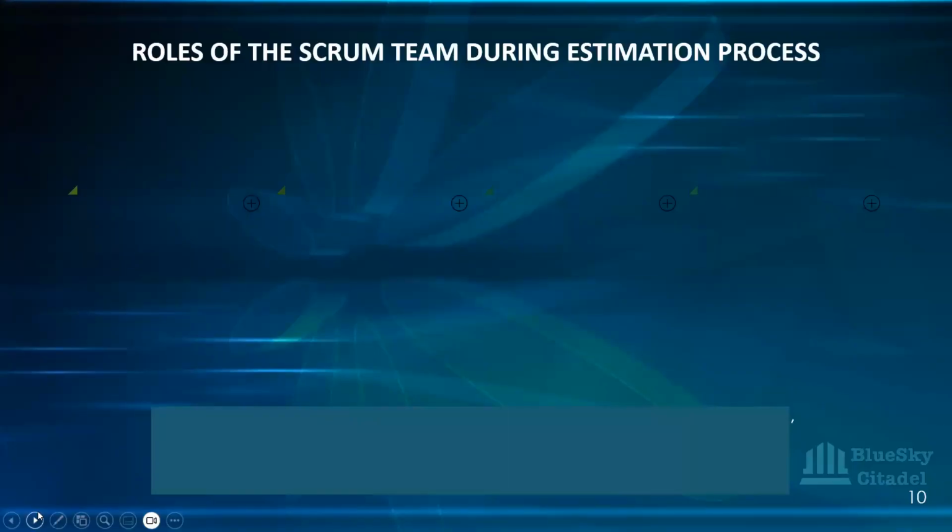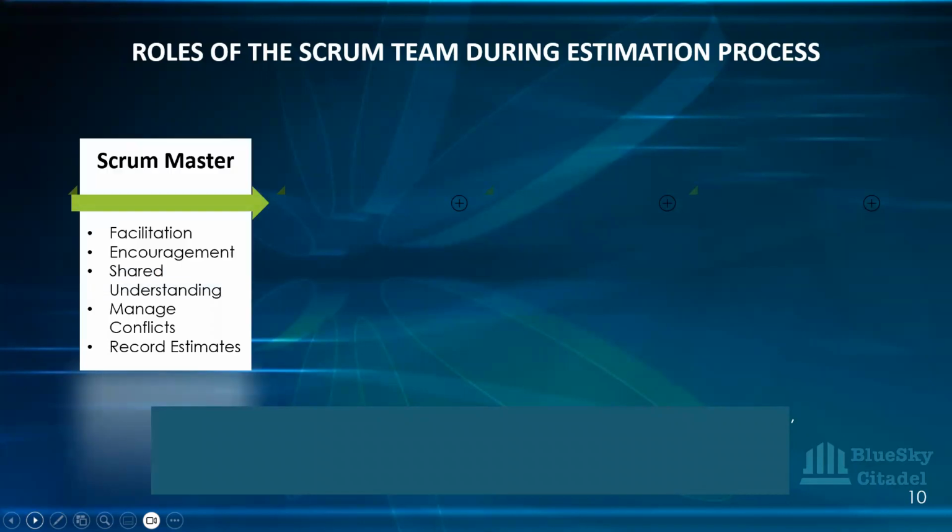All right, so we want to look at the roles of the Scrum Master during estimation. What exactly do you do as a Scrum Master during estimation? As a Scrum Master, we know that you facilitate the meeting. One of the key things you do during the estimation process, which is part of your sprint planning, or at times your refinement meeting, is that you facilitate that process, the estimation process. You ensure that it is conducted in an effective and collaborative way.